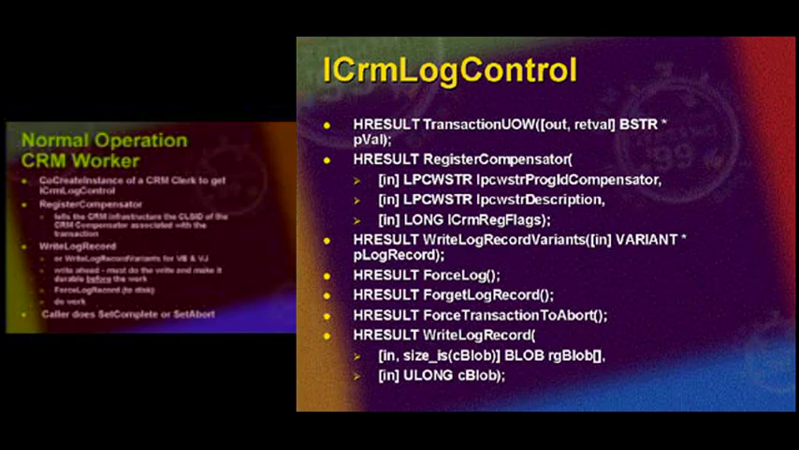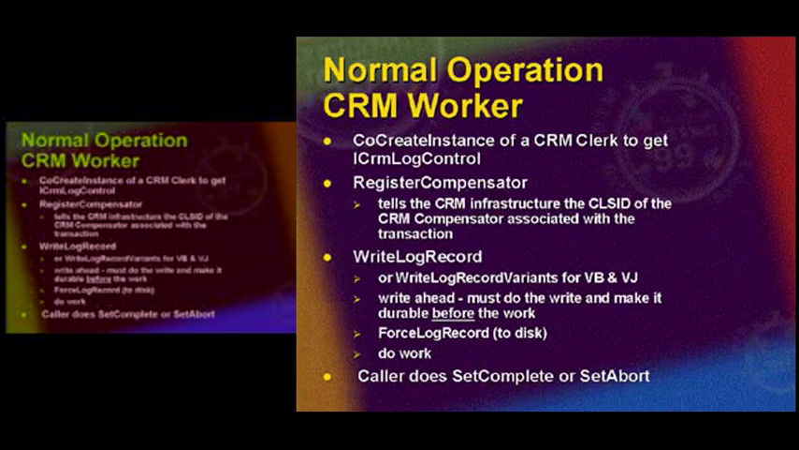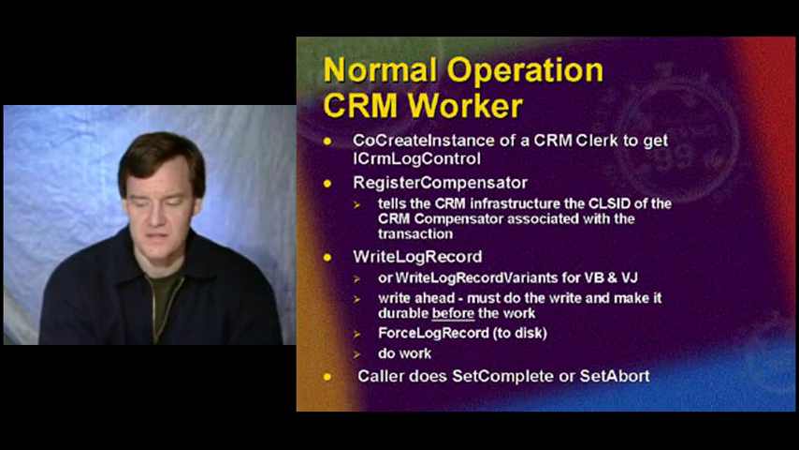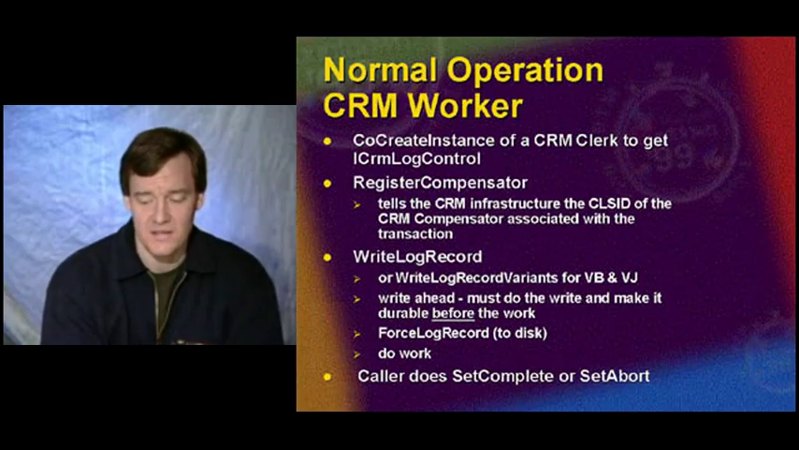So what happens in normal operation? I'll just walk through this briefly. This is explaining what your CRM worker would need to do. First of all, the CRM worker would co-create an instance of a CRM clerk to get the iCRM log control interface. Then it would register its compensator, which tells us which CRM compensator you're going to use when the transaction completes.